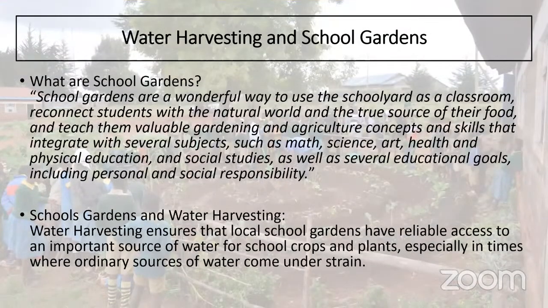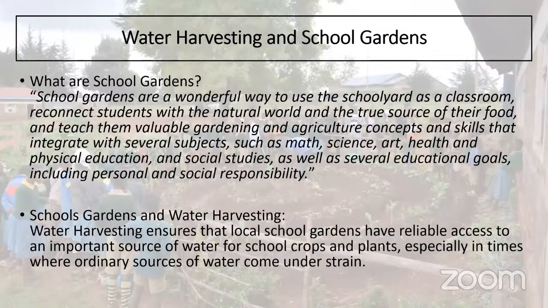Now, water harvesting and school gardens. You may ask, what's a school garden? School gardens are a wonderful way of using a schoolyard as a classroom. Basically, it's an agricultural classroom to connect students with the natural world and their true source of food, and teach them valuable gardening and agricultural concepts and skills that integrate with several subjects such as math, science, art, health, physical education, and social studies, as well as educational goals including personal and social responsibility. School gardens also act as a way of promoting food security.